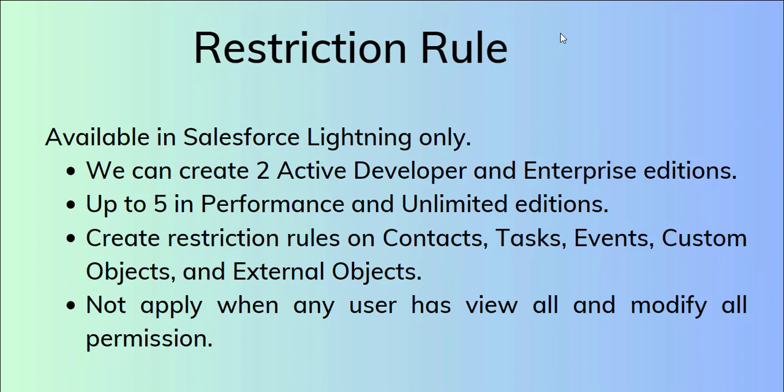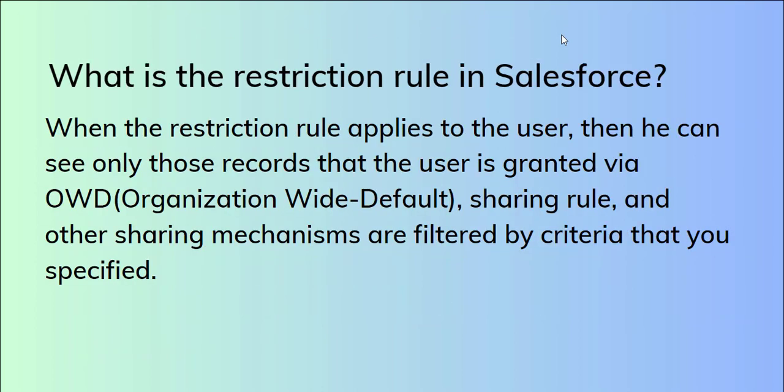Then we can create only 2 active restriction rules on the Developer Edition and the Enterprise Edition, and up to 5 restriction rules in the Performance and Unlimited Editions. Now here is a limitation: we can create restriction rules on contacts, tasks, events, and all custom objects and external objects. Except these, we cannot create restriction rules on other objects. And also, we cannot apply a restriction rule when any user has the View All and Modify All permission through the sharing settings.